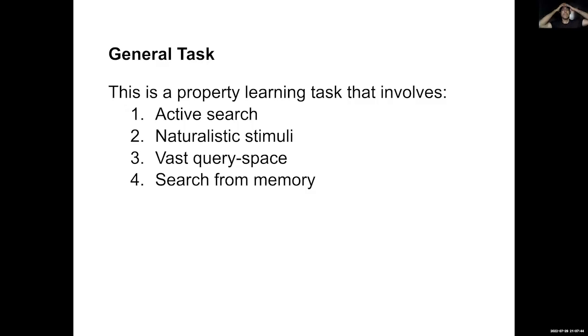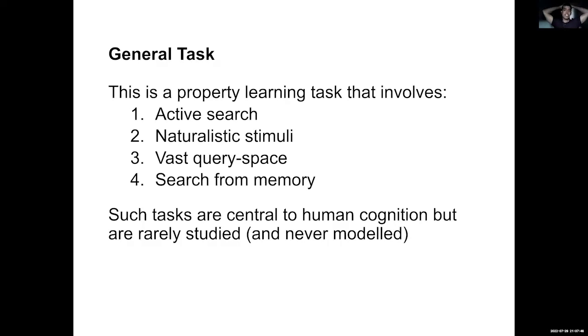Now, I would argue that such tasks are central to human cognition. They're rarely ever studied and almost never modeled computationally. Just to give an example, my daughter, who is 4 years old, is at a time in her life where she's trying to learn which foods are spicy or not spicy. So she regularly asks me, is this food spicy? Is that food spicy?